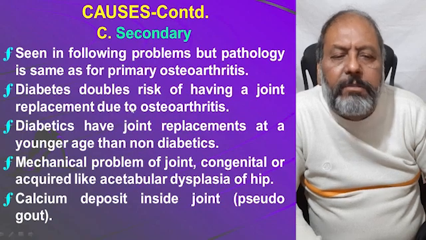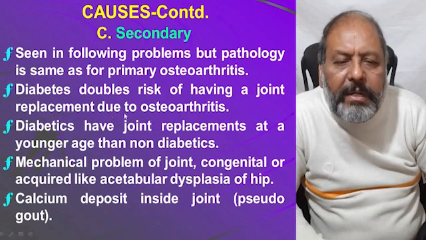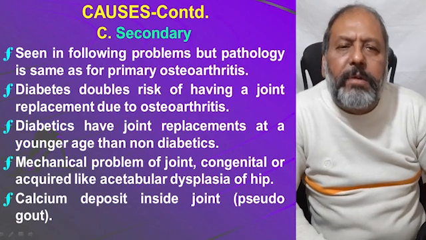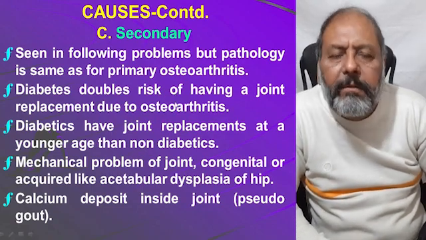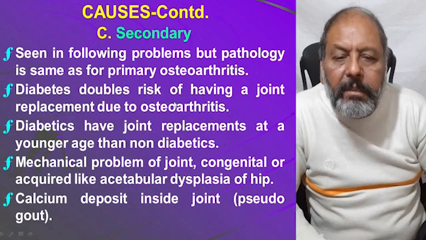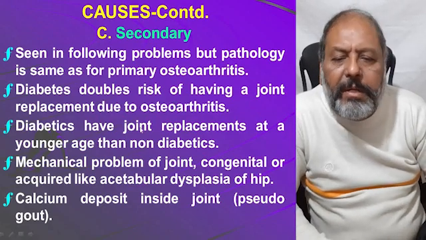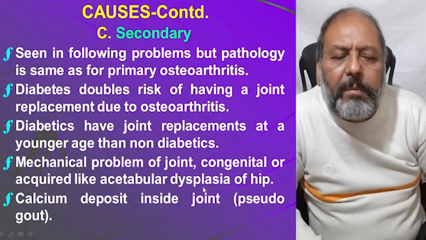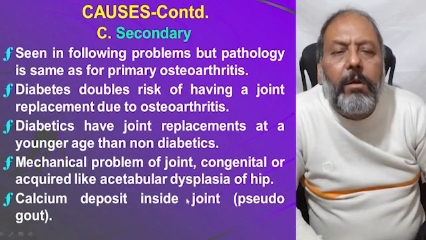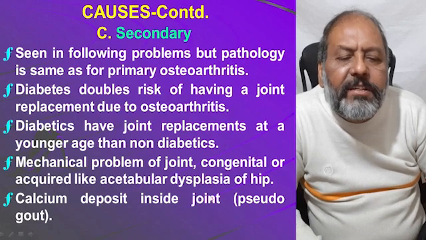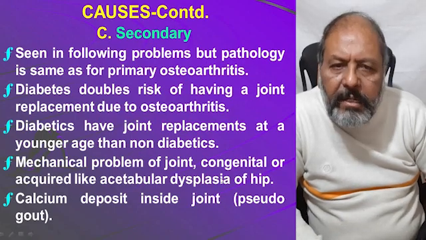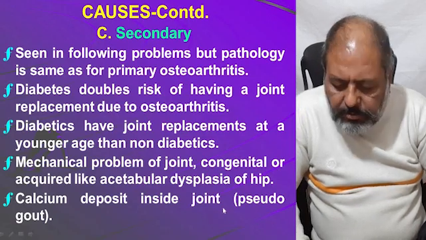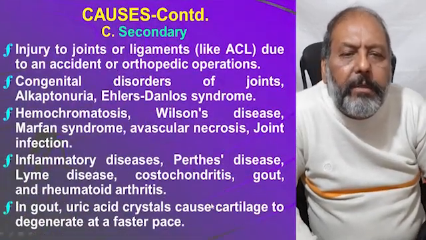Diabetes doubles the risk of having a joint replacement due to osteoarthritis, meaning these people are more prone to have osteoarthritis as compared to non-diabetics. Diabetics have joint replacement at a younger age than non-diabetics. Mechanical problems of the joint, congenital or acquired, like acetabular dysplasia of the hip, are also blamed. Calcium deposit inside the joint, pseudogout, is also a culprit.